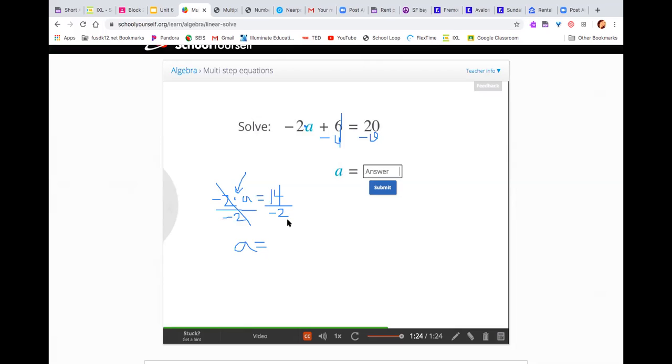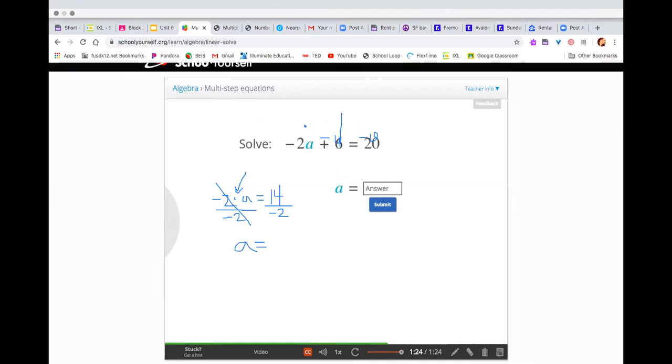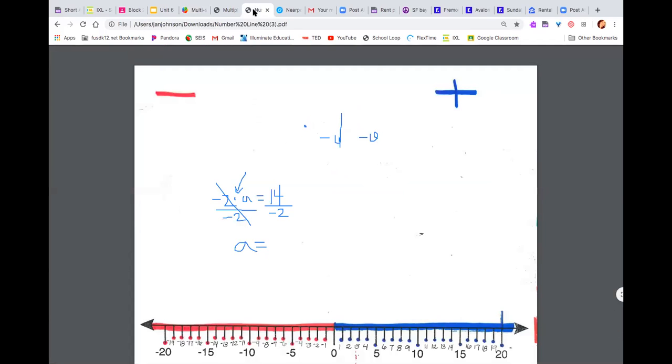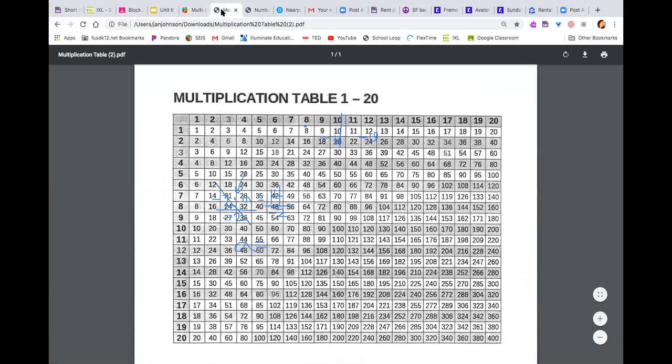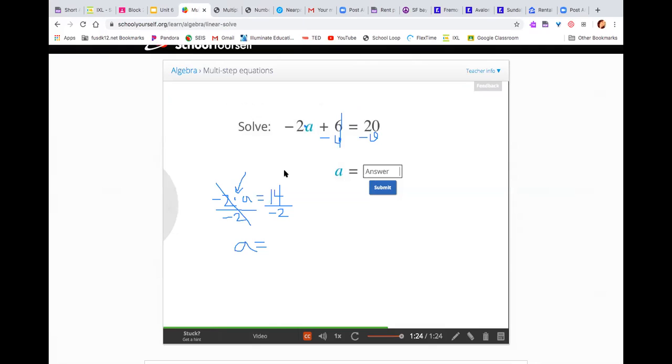14 divided by 2 is 12. 14 minus 2 is 12. No, 7. Yeah, so I got 2, go to 14. I'm double checking on my times chart. Okay. So 7, and then a positive and negative make a negative. Negative 7. Okay.